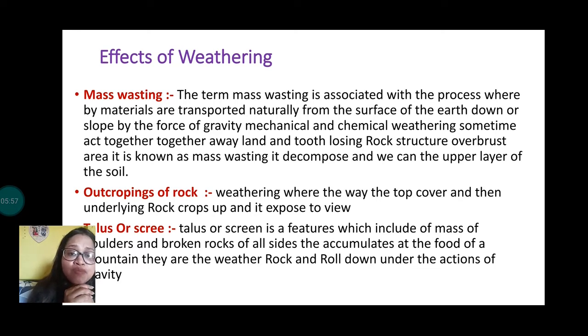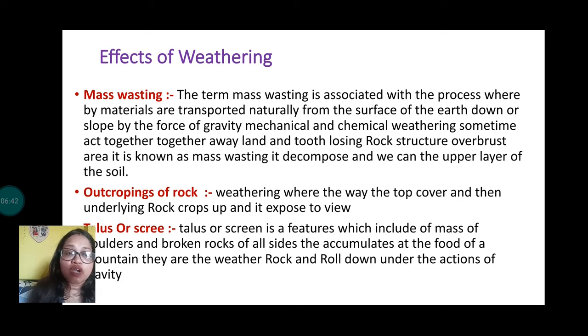Mass wasting basically happens with the help of both mechanical and chemical weathering. Sometimes they work together, and at that time a huge amount of material comes down from the mountain to the foothill regions, which is known as mass wasting. This is also an effect of weathering. Another one is the outcropping of rocks. Because of weathering, the top layer of the earth is exposed.